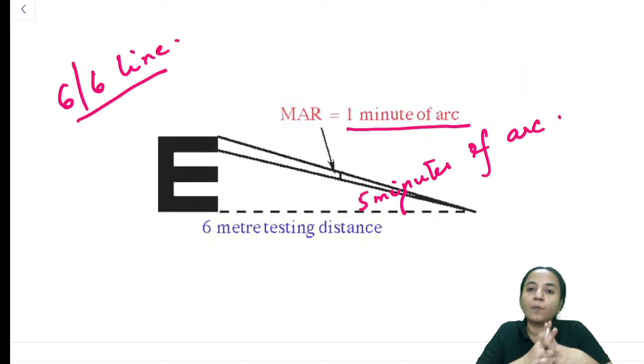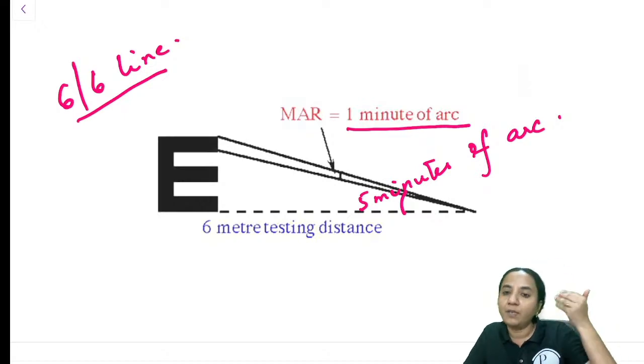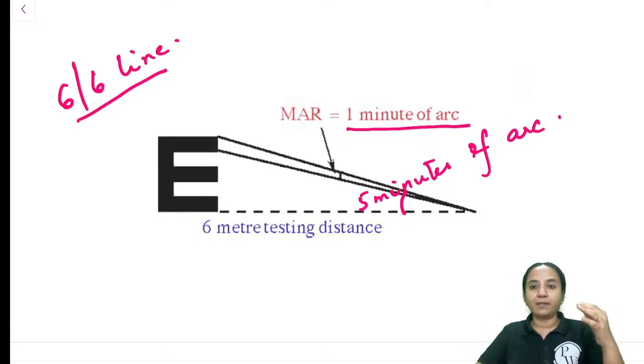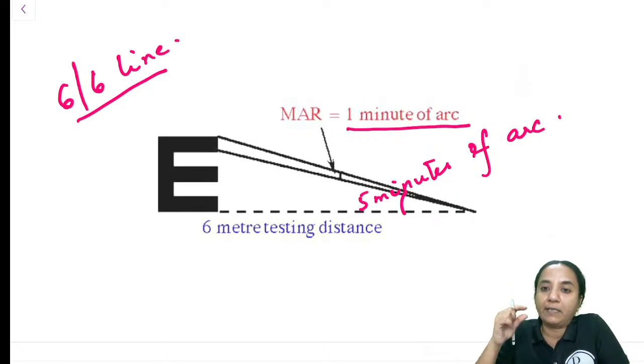When a person's visual acuity is 6/6, what does this mean? When you make the patient read the Snellen's chart from a distance of 6 meters, then every letter on the 6/6 line for this patient is subtending an angle of 5 minutes of arc at the center of the eye, and each part of that letter is actually subtending 1 minute of arc.